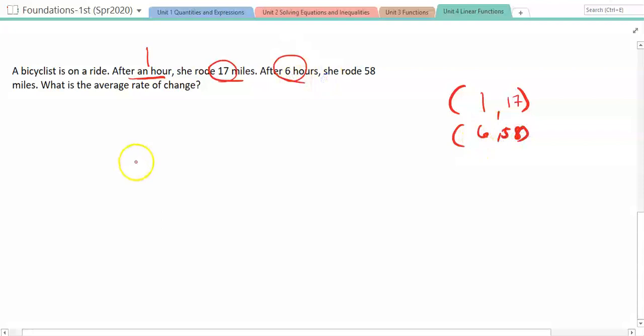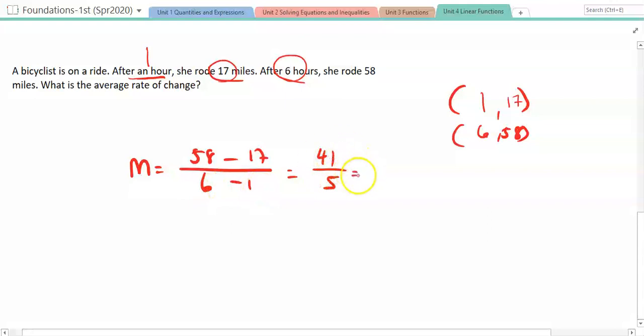And so again, we're going to plug into our slope formula, right? m is equal to 58 minus 17 over 6 minus 1. 58 minus 17 is going to give us 41, and 6 minus 1 is 5. This will not reduce, but we can convert this to 8.2. And remember, that is 8.2 what? Miles per hour.